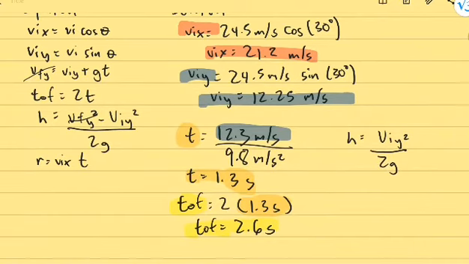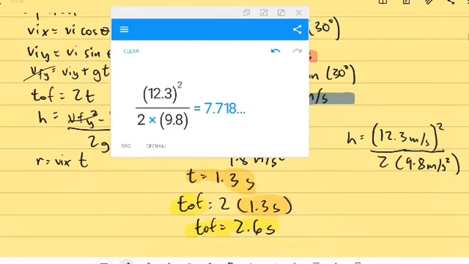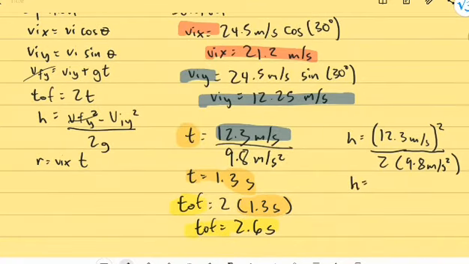Substitute lang natin yung mga given. And we will get, for VIY, that's 12.3 meters per second. Tapos, square natin siya. Divided by 2G. So, yung G dyan, magiging 9.8 meters per second square. Okay. Answer natin is 7.7. So, the height will be equal to 7.7 meters.